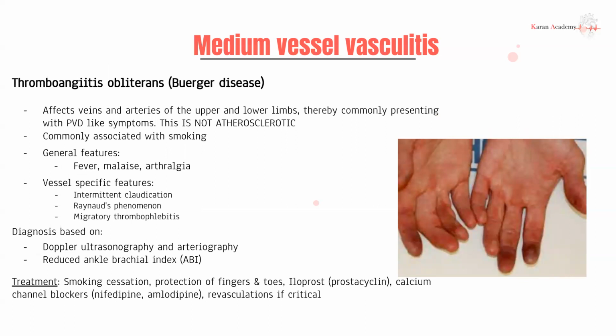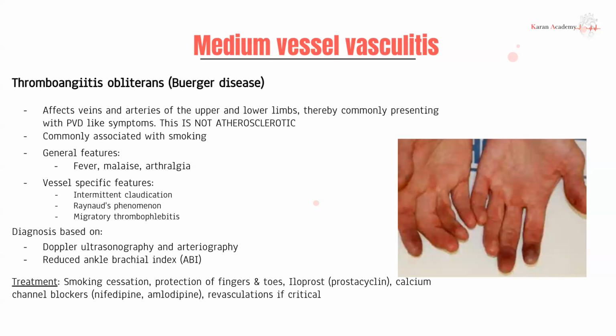Next, we have thromboangiitis obliterans, or Buerger's disease. Now, it affects veins and arteries of the upper and lower limbs and very commonly presents with peripheral vascular disease-like symptoms, right? So it presents very similarly. So again, they have that intermittent claudication, they might have Raynaud's phenomenon, but it's different to PVD because unlike PVD, this is not atherosclerotic. Peripheral vascular disease is when they've had cholesterol buildup over the years, it's thickened, it's stenotic. This is different. This is an autoimmune process driving a similar inflammatory and stenotic process.